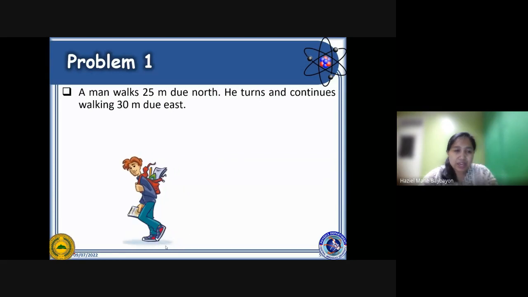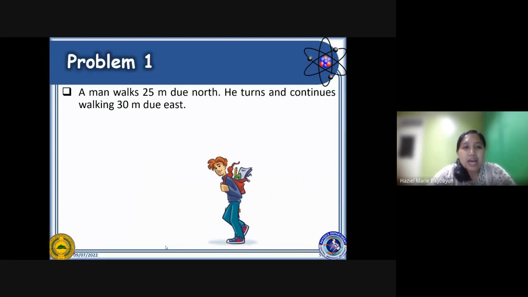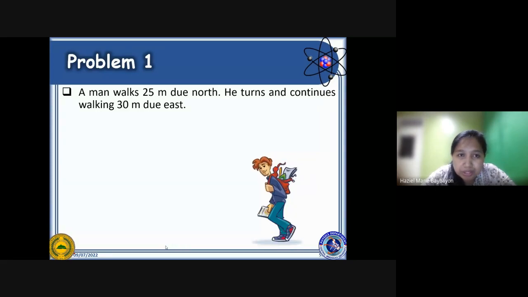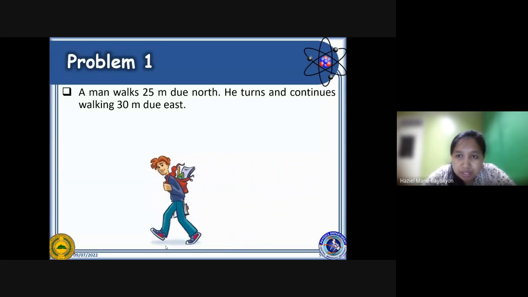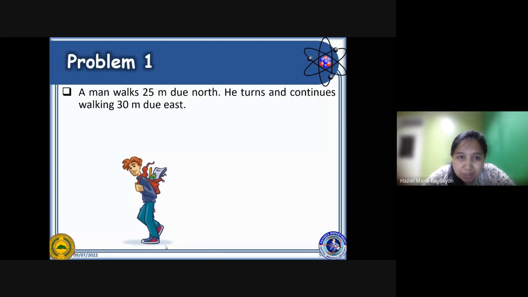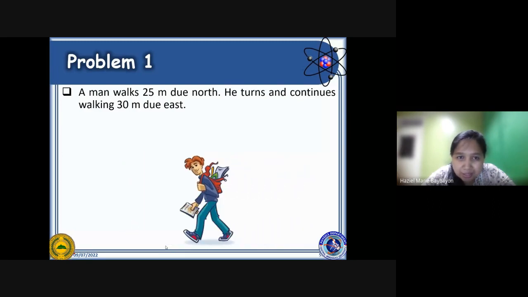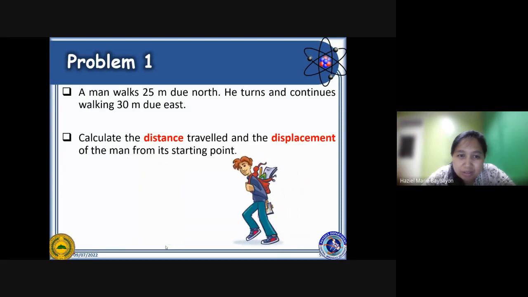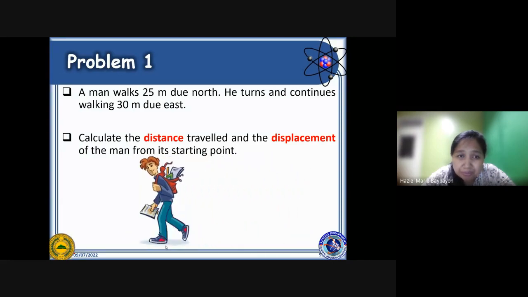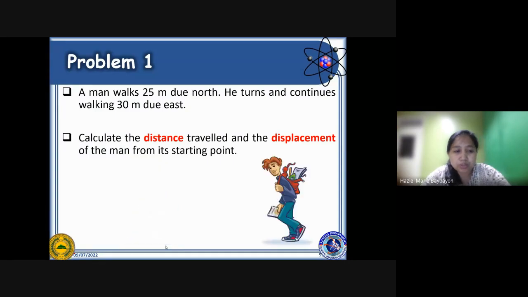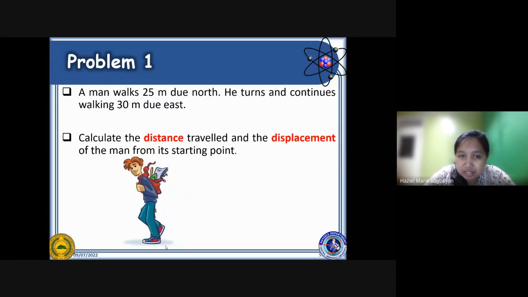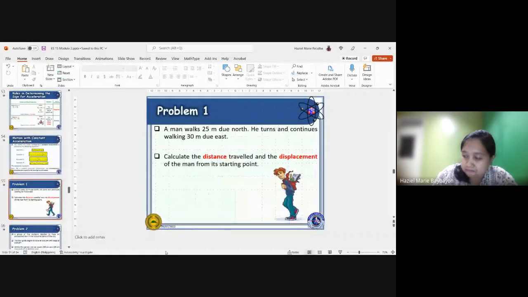Okay, so here is the first problem. A man walks 25 meters due north. He turns and continues walking 30 meters due east. Okay, so calculate the distance traveled and the displacement of the man from its starting point. Okay, so let us analyze this problem, class.